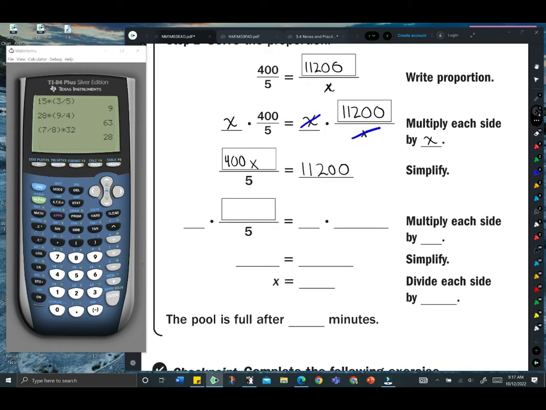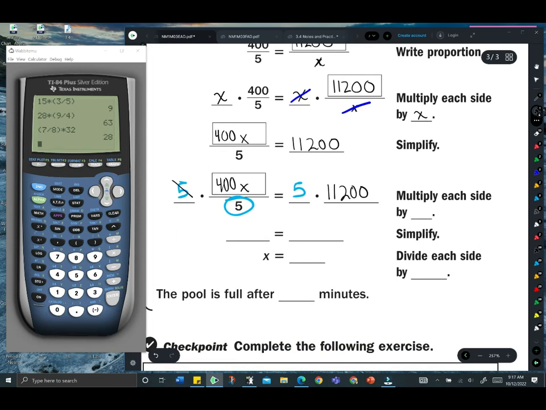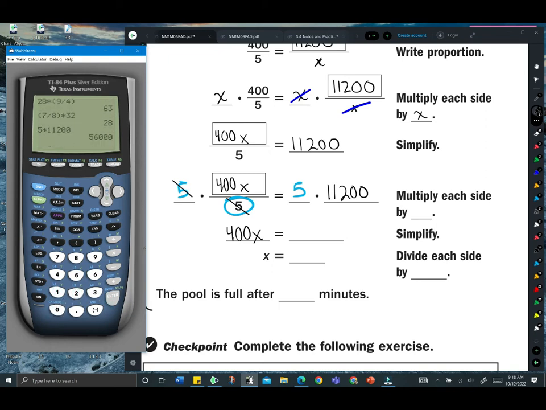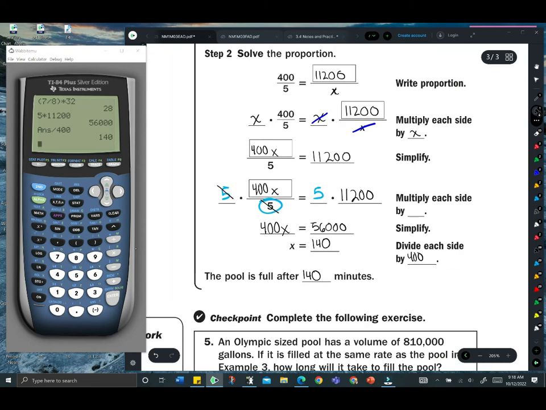Now, once we have that, we can still think of it as the 400x. We want to get rid of the 5 in the bottom, so we're just going to multiply by 5 on each side. That cancels those 5's out, leaving us with 400x is equal to 5 times 11,200, which is 56,000. And divide each side by 400, and we end up with the final answer. It would take about 140 minutes to fill up. So soak that one in, a little bit of moving everything around, a little tricky when x is in the denominator.